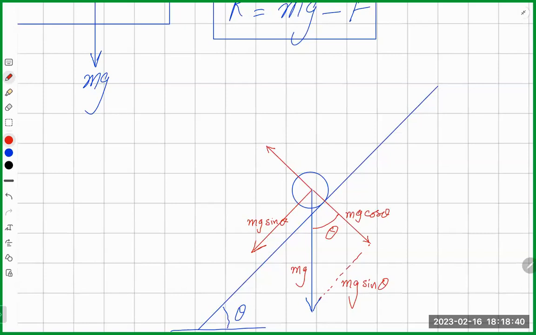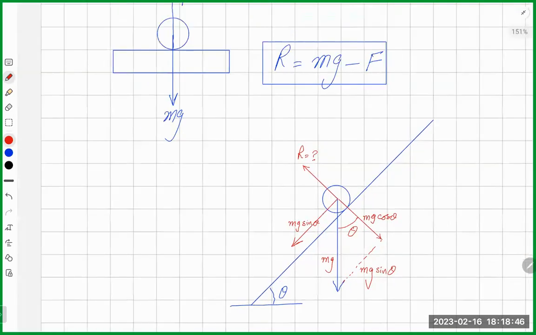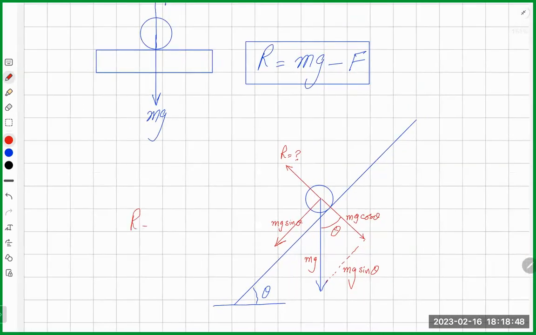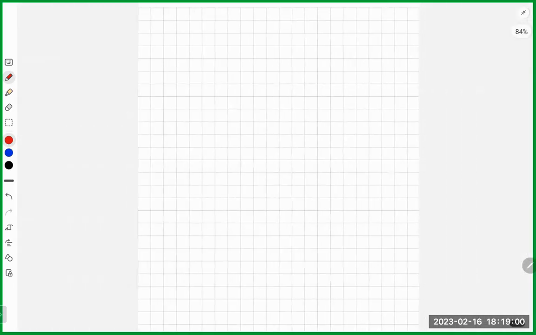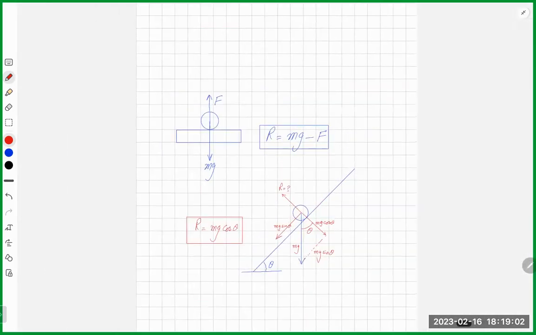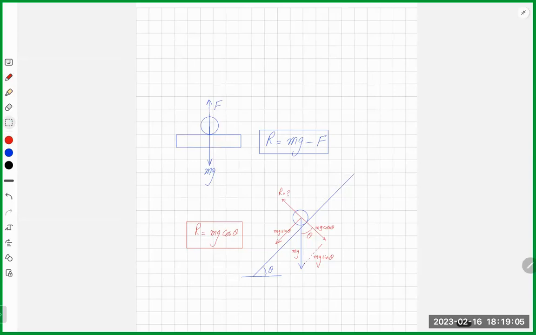will be equal to what in this case? In this case, reaction force will be mg cos theta. So reaction force keeps on changing because of the orientation of the object.